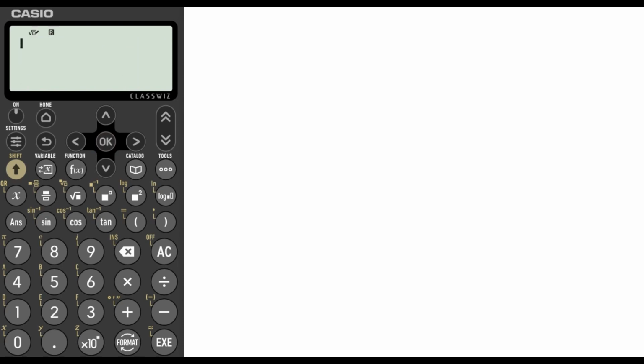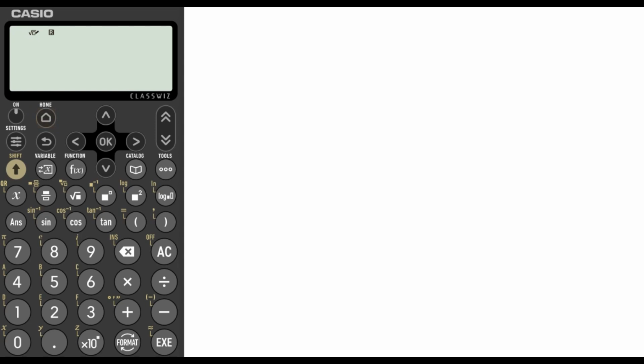You will notice on your calculator there are various gold functions. These are shown above certain buttons. To access a gold function, we begin by pressing Shift, followed by a button which has a gold function above it. Notice when we press Shift, an S appears on the top bar of the screen.